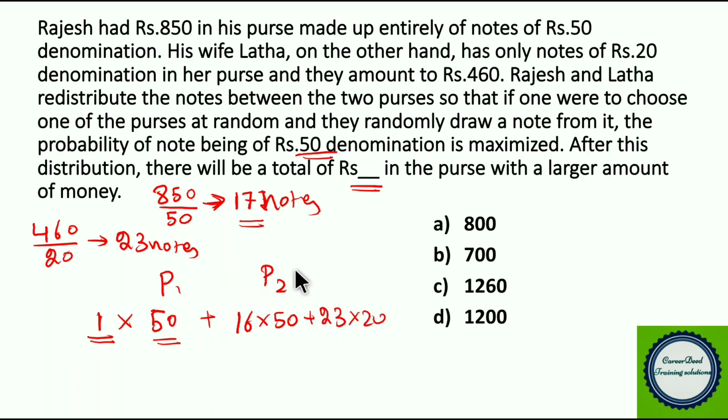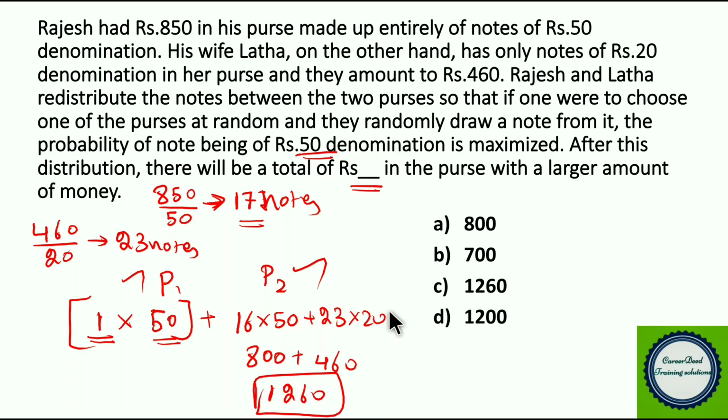They are asking us to find the total number of rupees in the purse with the larger amount of money. Now you have maximized the 50 rupees denomination in purse 1, and in the second purse you have the maximum amount of money. So 16 into 50 you get 800, plus 23 into 20 you get 460, while adding you get 1260. So you will have 1260 rupees in the second purse, which is the larger amount of money. This becomes our answer.